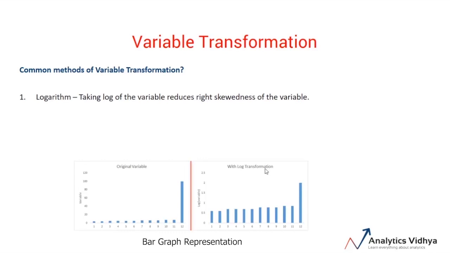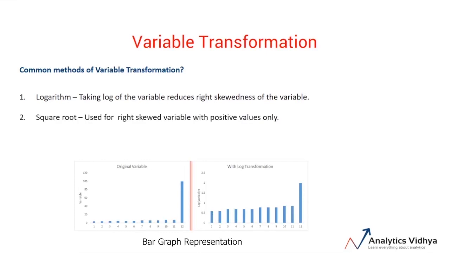So for example, here the majority of the values are on the lower side and there is a single value which is on the higher side. So this is a right skewed variable. Logarithm reduces this skewness. As you can see, now the ranges of the variables have changed. The smaller ones have increased in magnitude in comparison to the larger one.